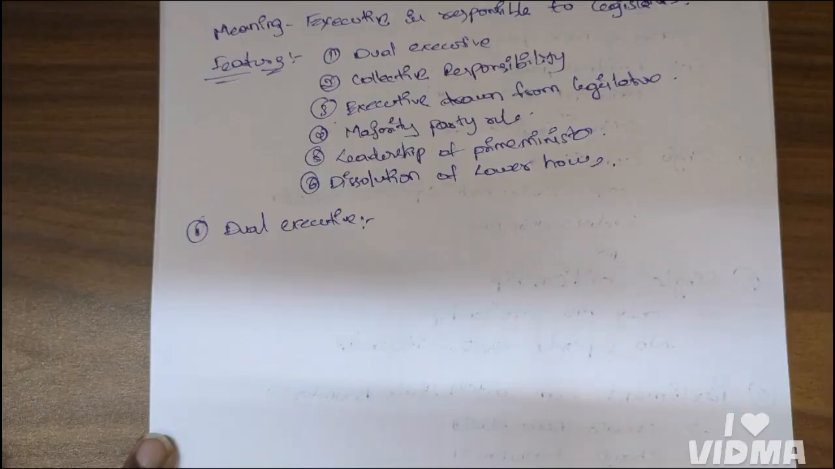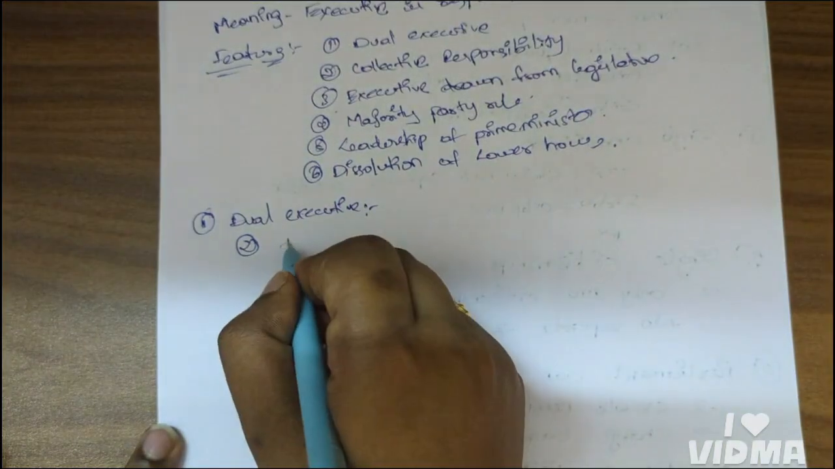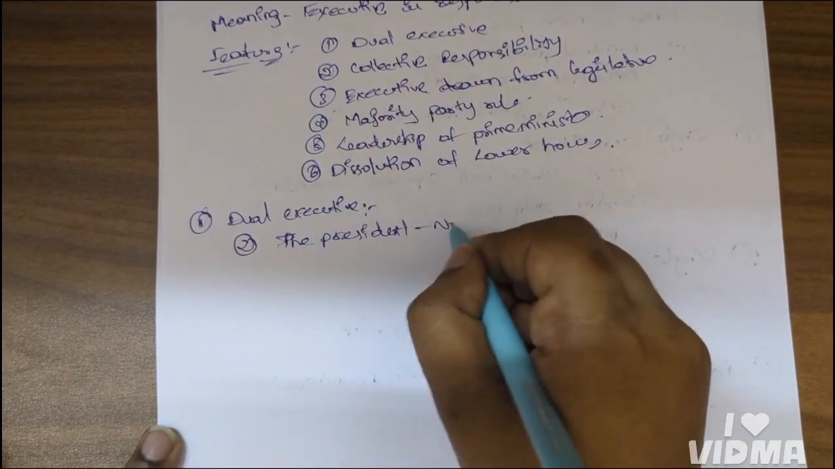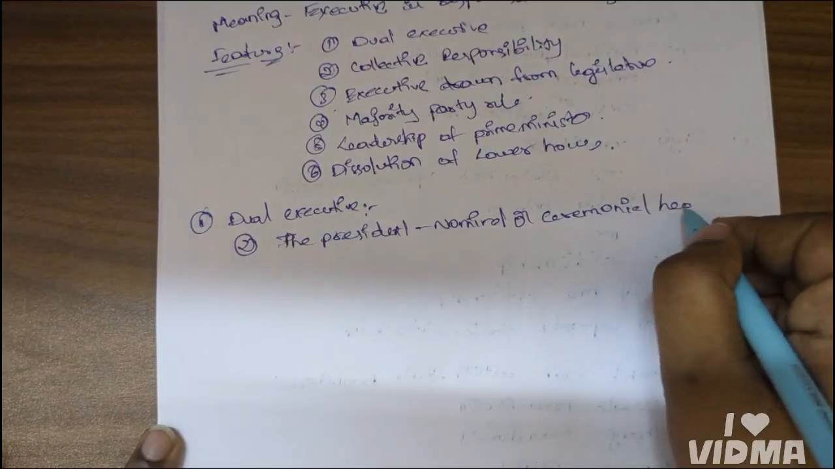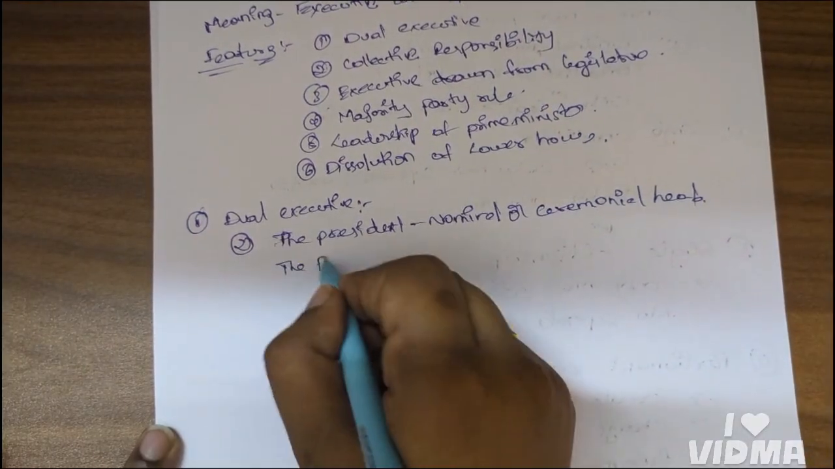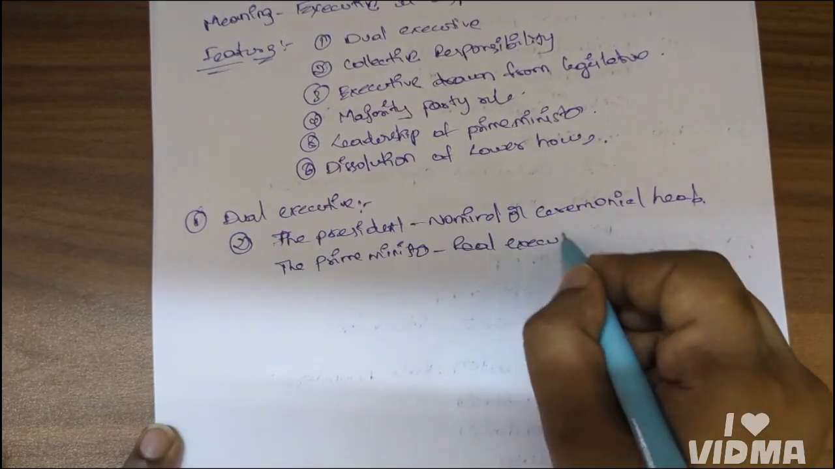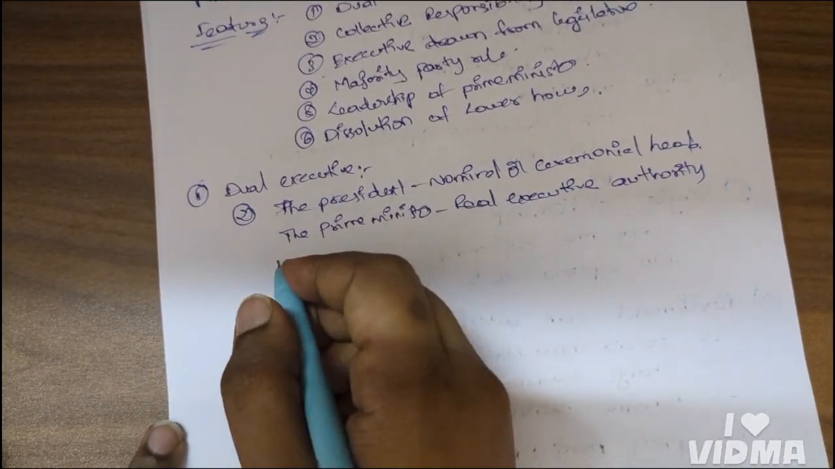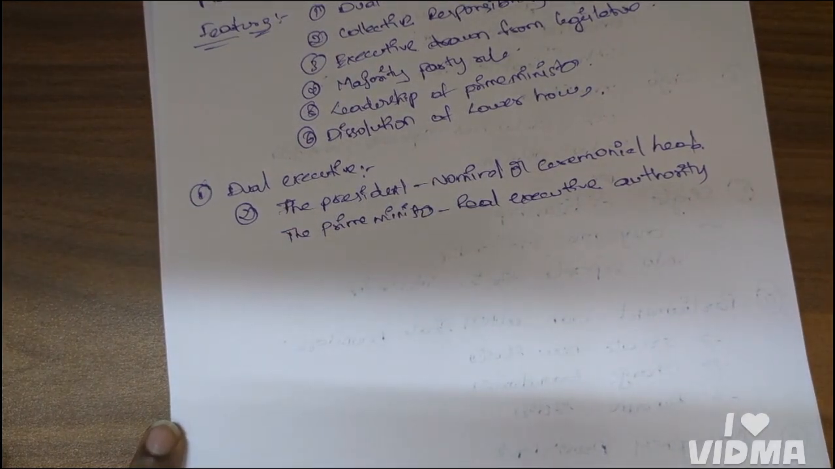In India there are two executives. The president is the nominal or ceremonial head. The prime minister is the real executive authority. The president acts on the advice of the council of ministers. So although the executive power is vested in the president, it is actually exercised by the prime minister and the council of ministers. Okay, this ensures the constitutional stability while keeping the real power democratic.